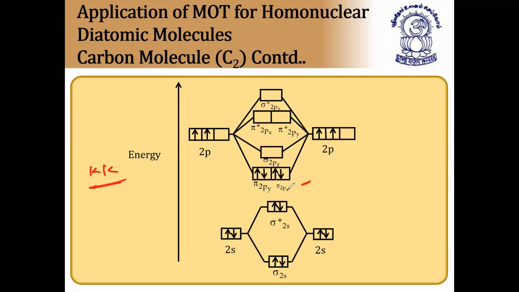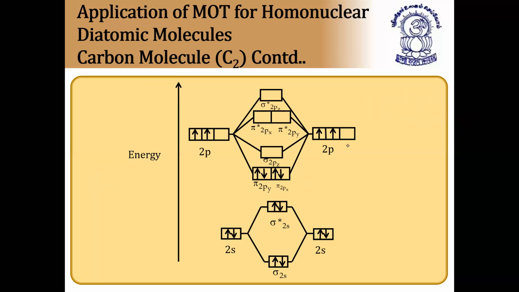Just the configuration, I'm writing it here if you want to see. Sigma 1s2, sigma star 1s2, sigma 2s2, sigma star 2s2, that is antibonding, pi 2px2, pi 2py2. Total 2, 4, 6, 8, 10, 12 electrons. So 12 electrons are already over. The remaining orbitals will be left empty because there are no more electrons in the carbon molecule. So I hope it is clear.